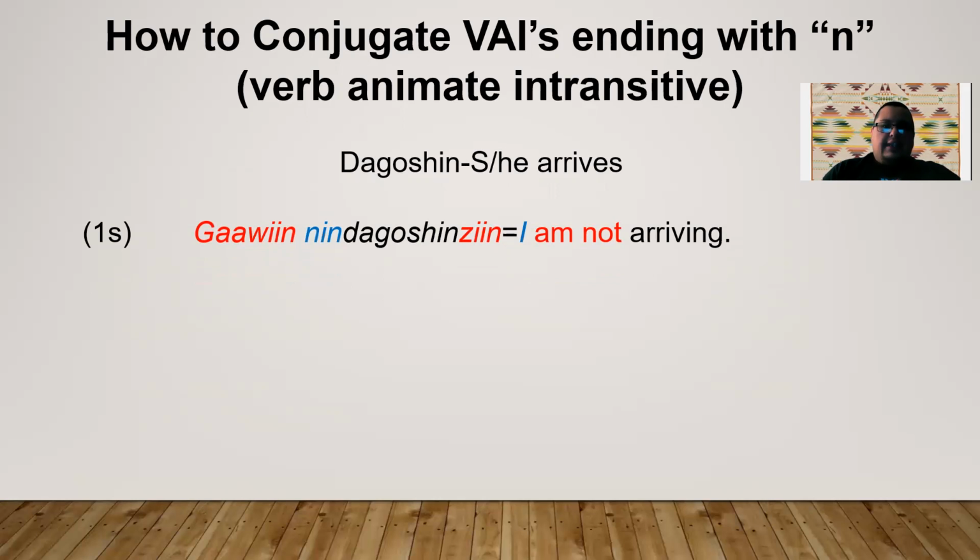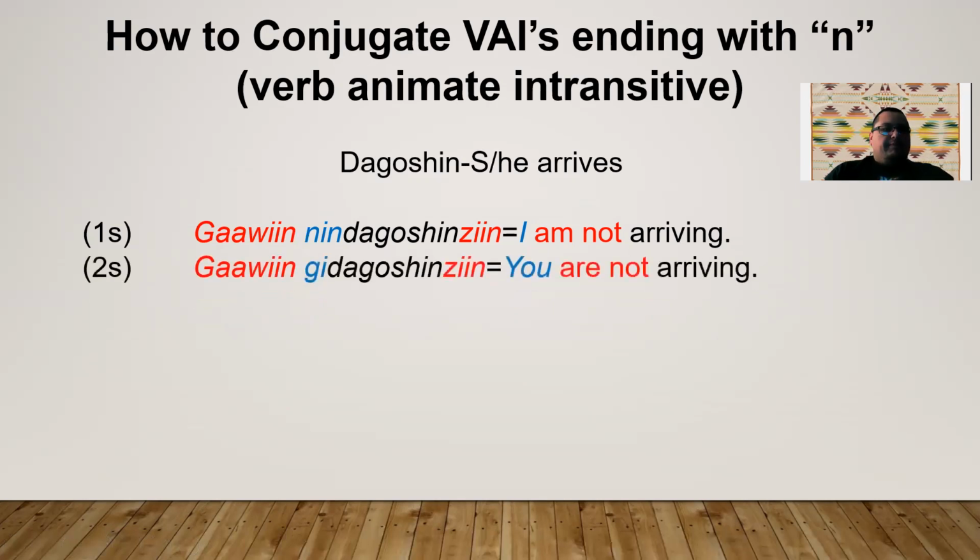Gawin nin dagoshinzin. I am not arriving. Again, color coded as well. Gawin zin is the pattern. Nin, blue, is talking about I. Dagoshin, arriving, okay, in black. Gawin nin dagoshinzin. I am not arriving. Second person singular. Gawin gidagoshinzin. You are not arriving.